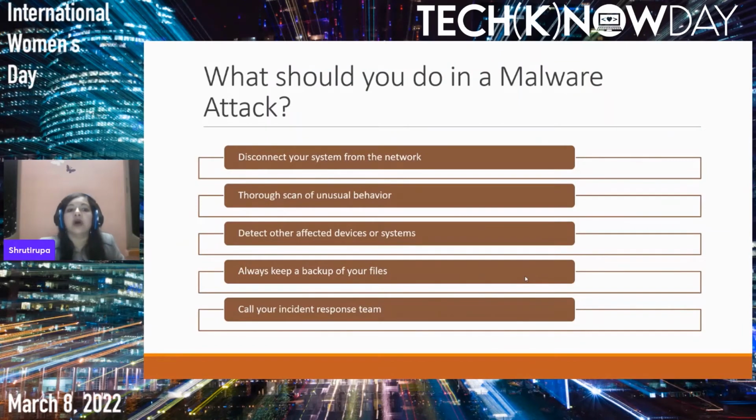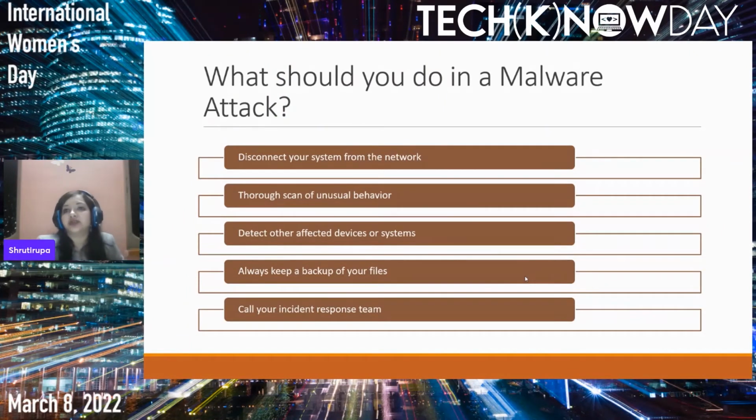Always keep a backup of your files, so just in case you lose your data, you will have a backup of those files and you don't have to panic much. These are just some precautions that you always need to take care of.